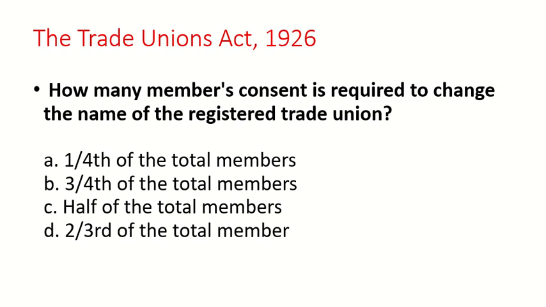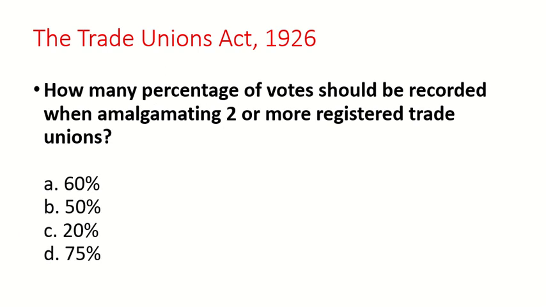Next one, how many members' consent is required to change the name of a registered trade union? Options: 1/4 of total members, 3/4 of total members, half of the total members, 2/3 of total members. Correct answer is 2/3 of total members. Next one, what percentage of votes should be recorded when amalgamating two or more registered trade unions? Options: 60%, 50%, 20%, 75%. Correct answer is 60%.